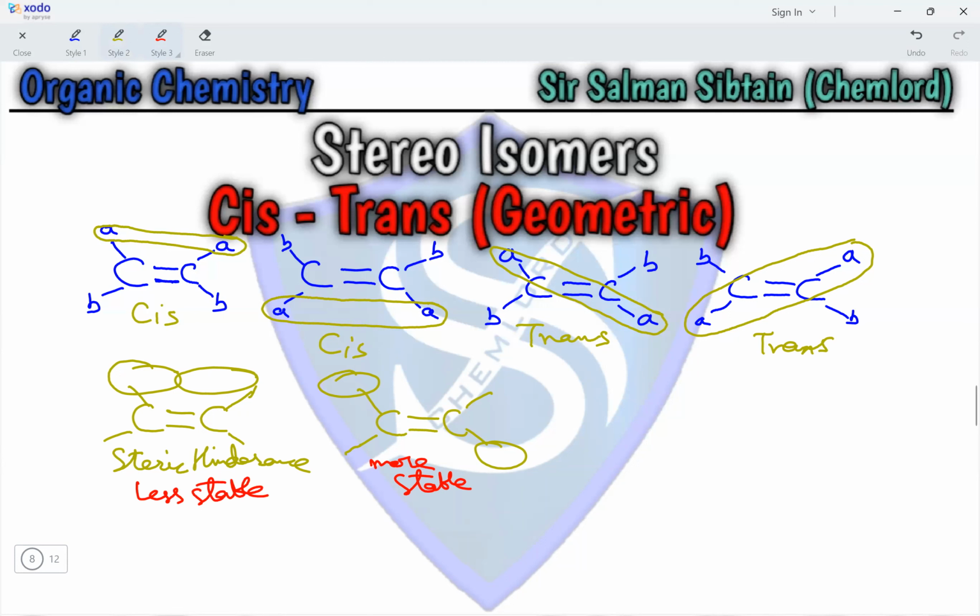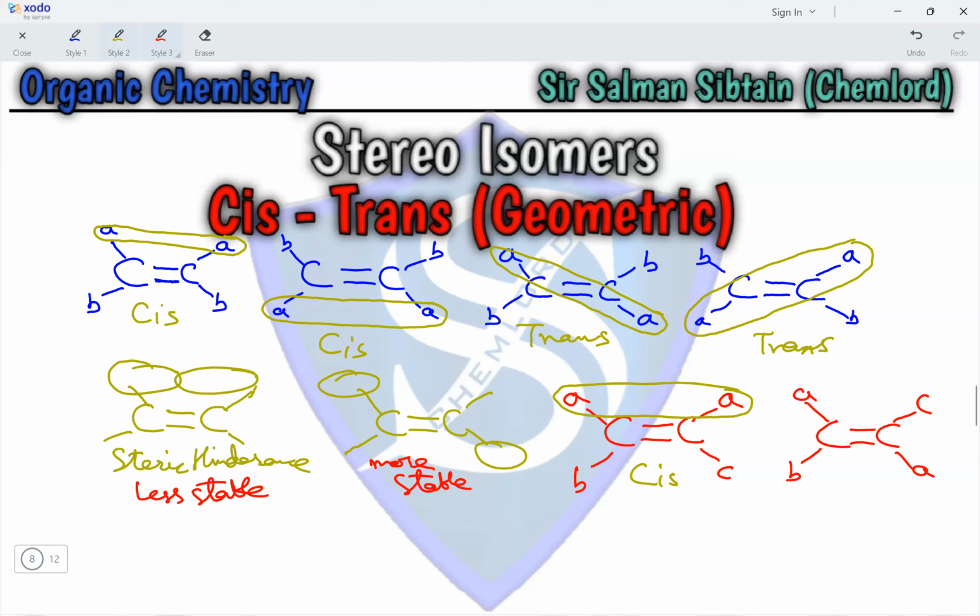Another thing that needs to be known is that if we've got two groups of the same type or the same groups on both the carbon atoms with a double bond, but the other two groups are different, this will also result in the formation of a cis and a trans isomer. So at least one of the two groups present on the two carbon atoms with a double bond should be the exact same. So here we've got a cis and a trans isomer.